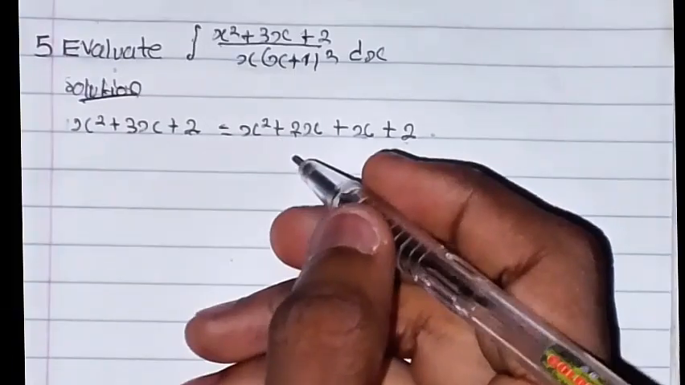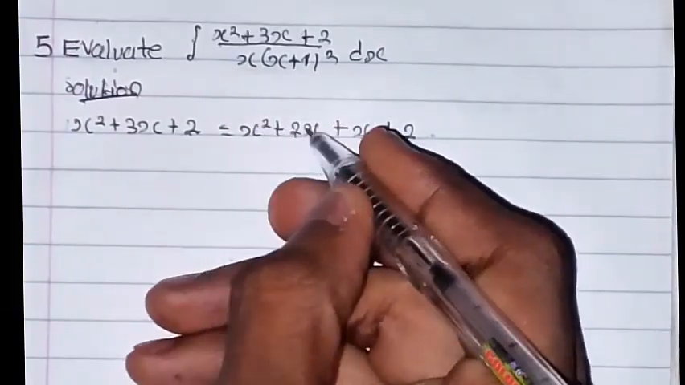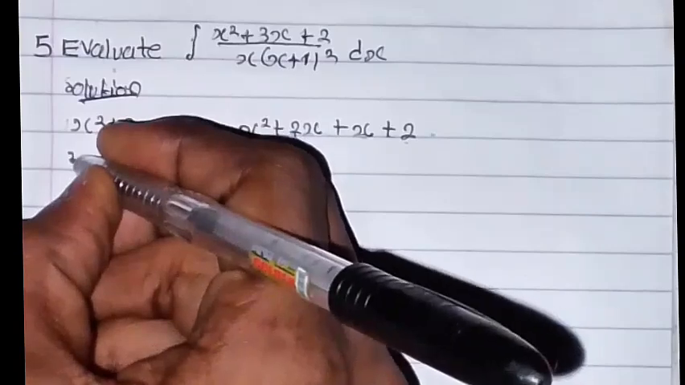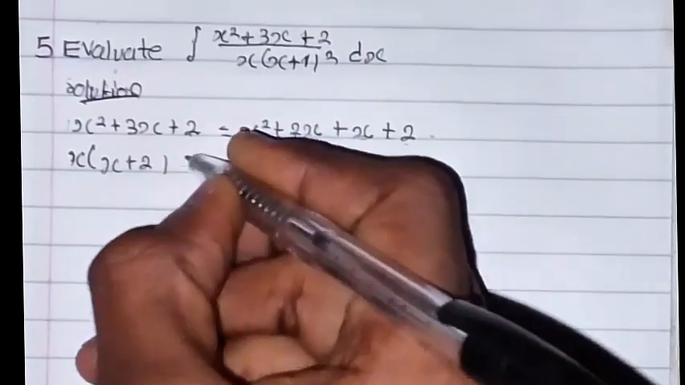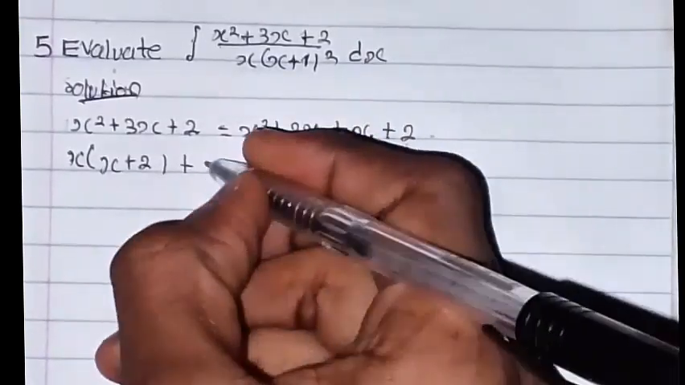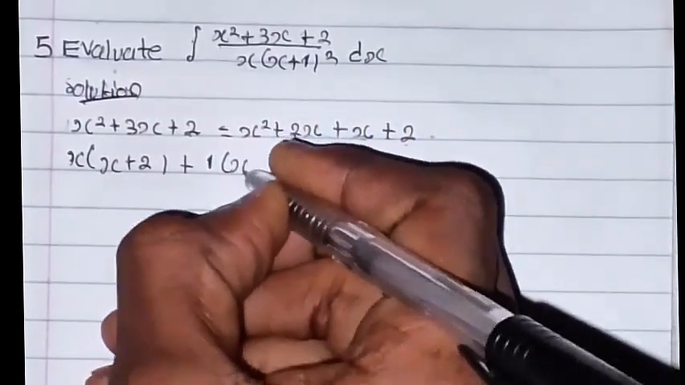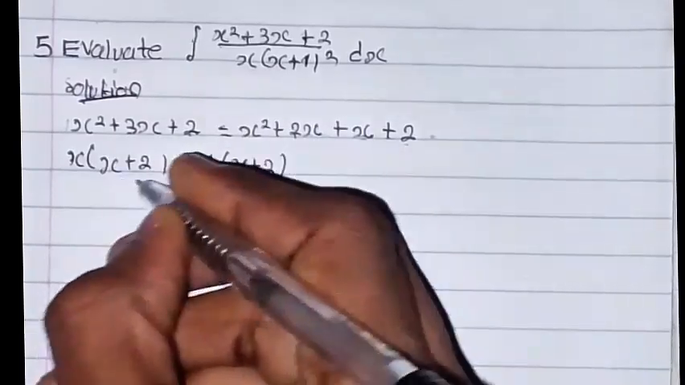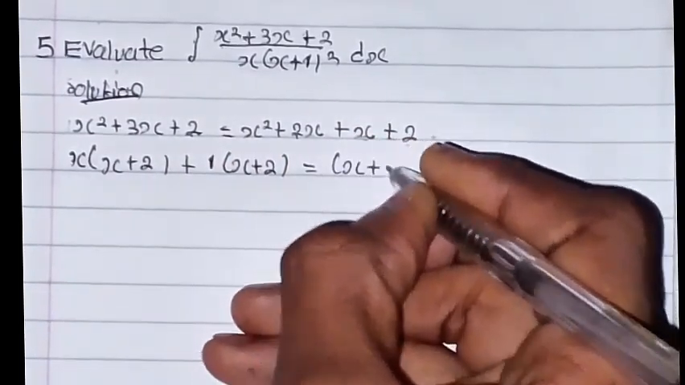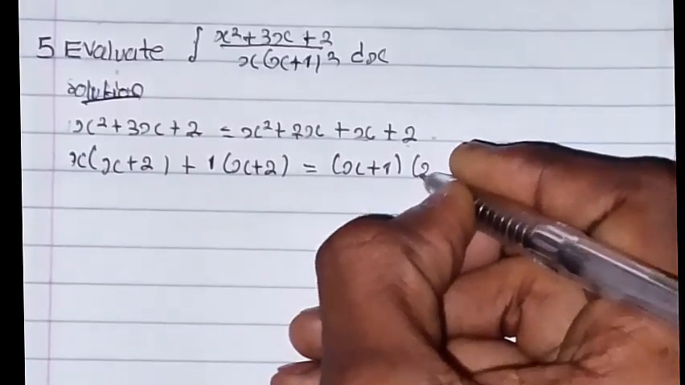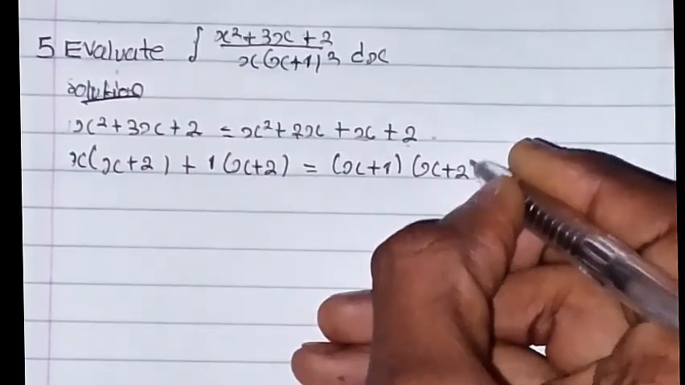Now we're going to find out the factors. In x squared plus 2x, what's common between them is x. So this is x in bracket x plus 2, plus, there's nothing common between them, so we write 1 in bracket x plus 2. Since x plus 2 is common, we can pick it out and say that this is equal to x plus 1 multiplied by x plus 2.